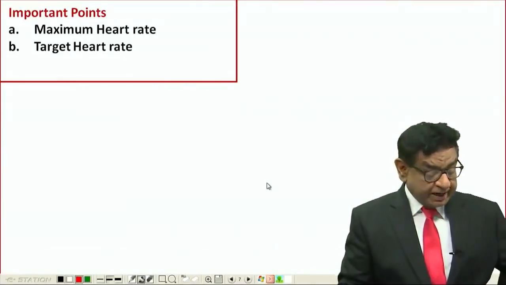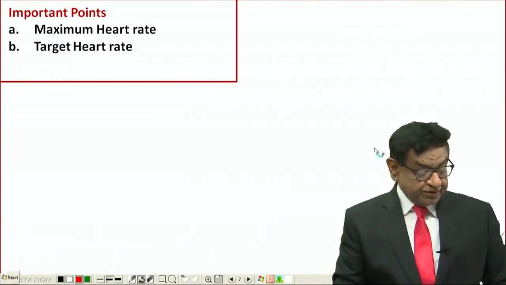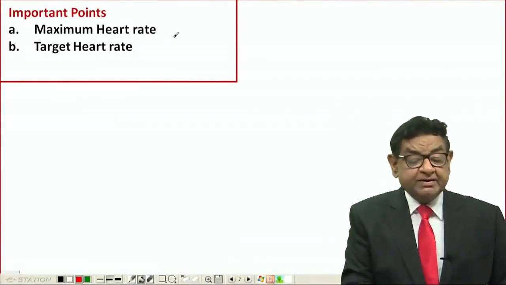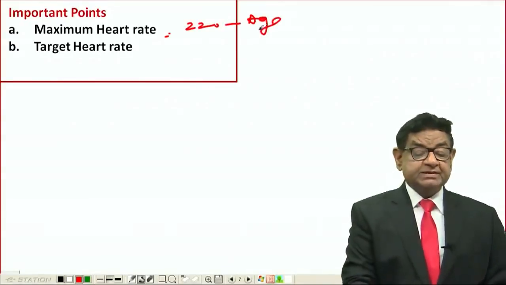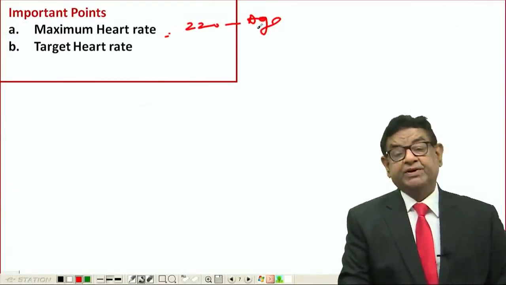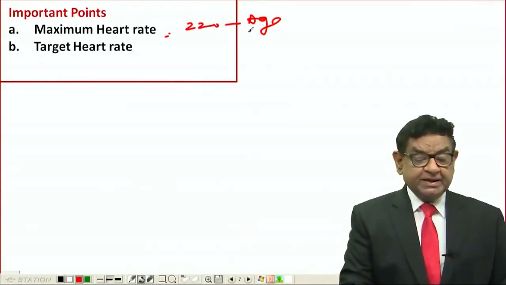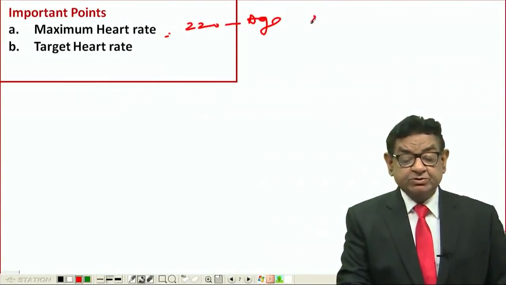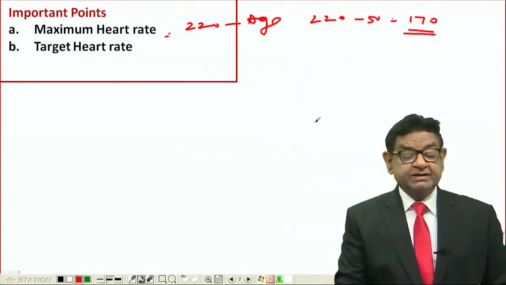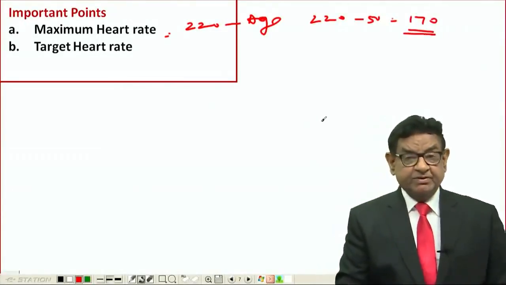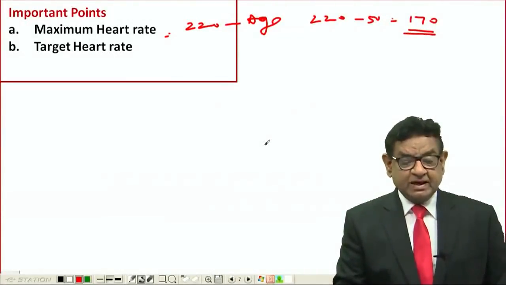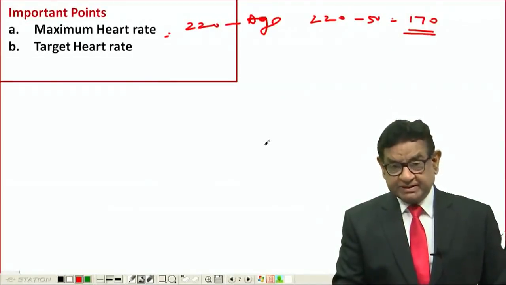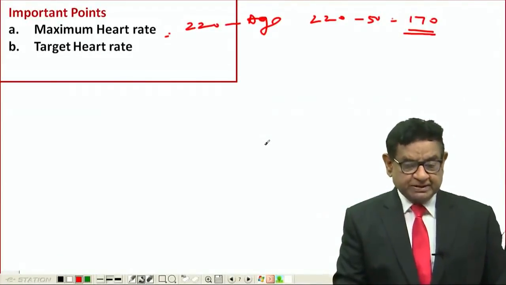What is the maximum heart rate we talk about? First of all, how do we calculate maximum heart rate? It's 220 minus patient age. Suppose the patient age is 50 years. So 220 minus 50, 170 is the maximum heart rate. Up to this heart rate, the patient can do exercise, and we should make the patient do exercise.